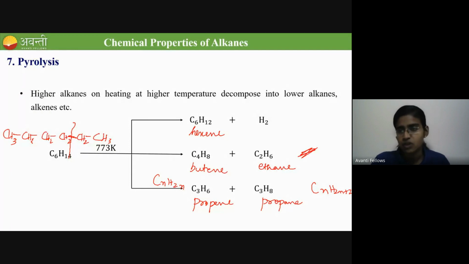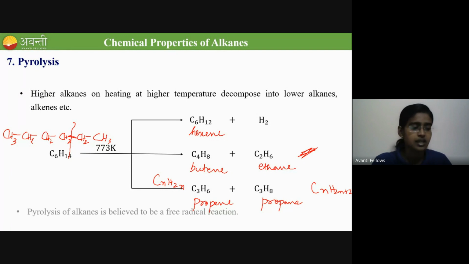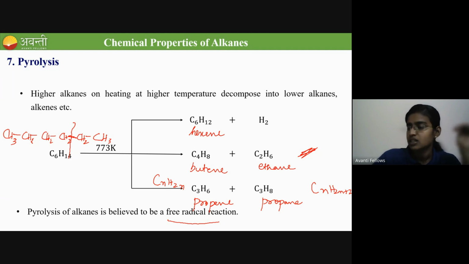So this reaction is called pyrolysis. Scientists say that this pyrolysis of alkanes is believed to be a free radical reaction. Free radical means it is an intermediate, right? A carbon which carries a single electron is called a free radical. That is believed for this pyrolysis. Got it? So this is the 7th reaction. All the 7 reactions of alkanes have been discussed to you.